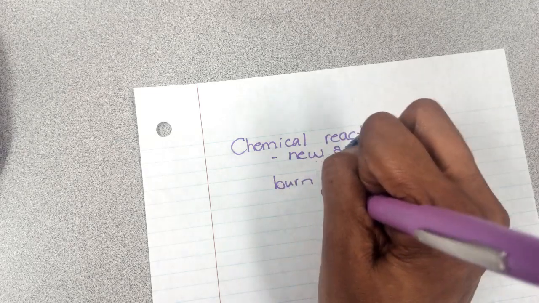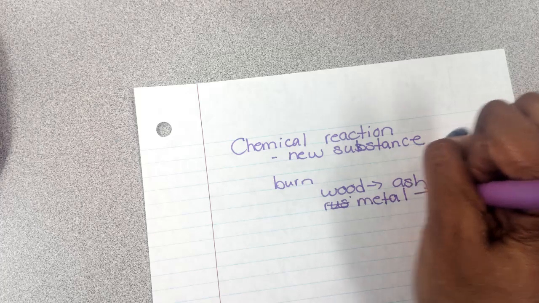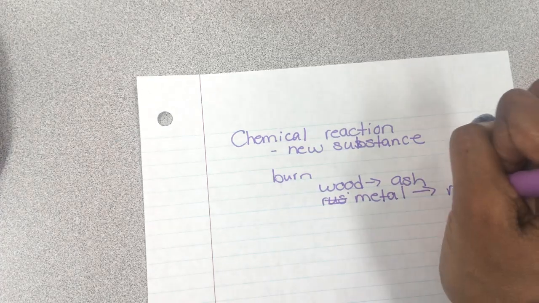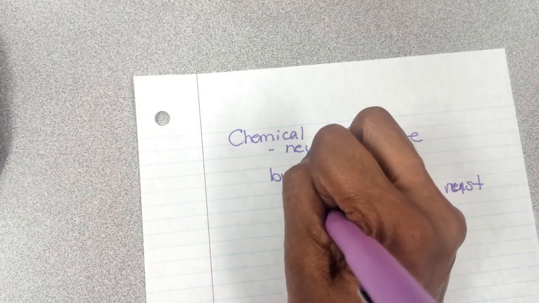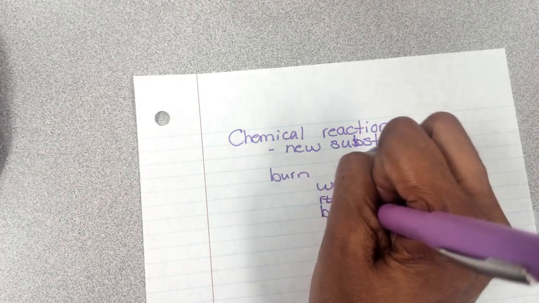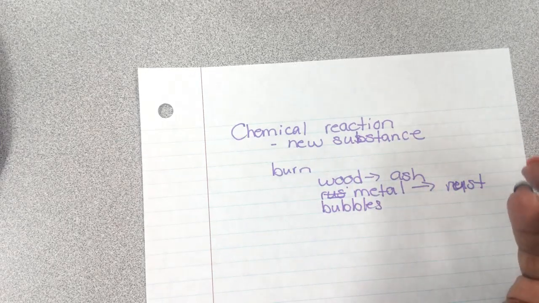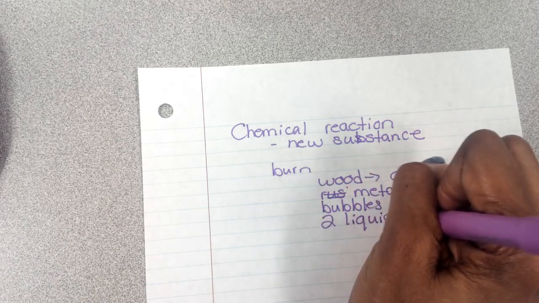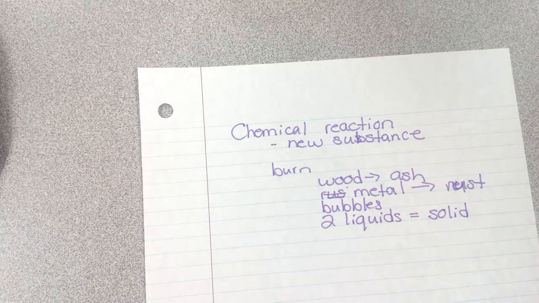Rusting, so metal that turns into rust. Rust is a totally new substance. So whenever you see something about bubbles, something has burned, two liquids mixed and you get a solid, these are all evidences of a chemical reaction, because you do have a question like that on your test.